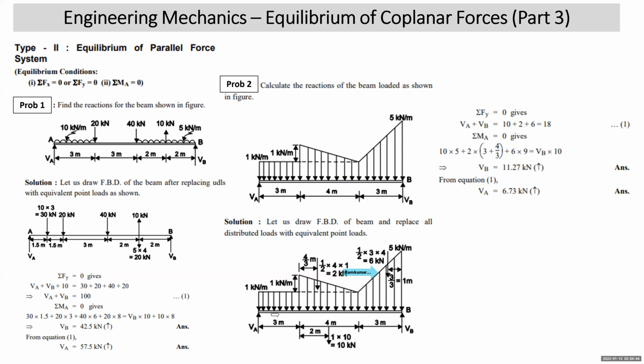All right. These clockwise moments about A are written on the left hand side. Anti-clockwise moments about A are written on the right side. That gets you the value of VB. Then this value of VB is substituted in equation number 1. We get reaction VA. So VB comes out to be 11.27 kilonewton and VA comes out to be 6.73 kilonewton.